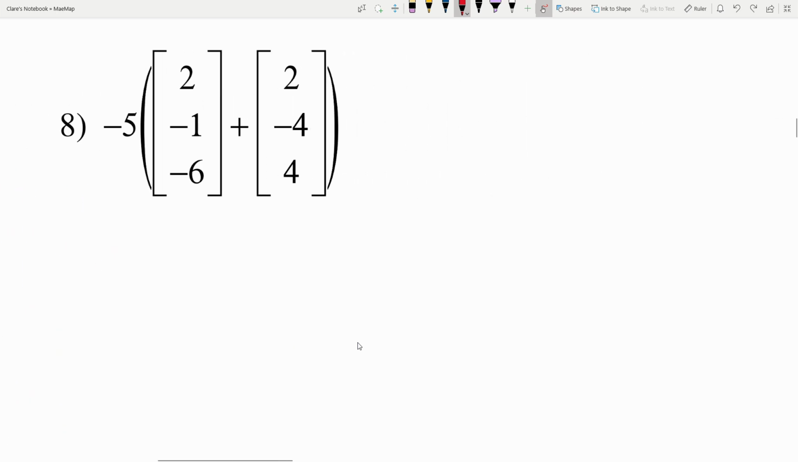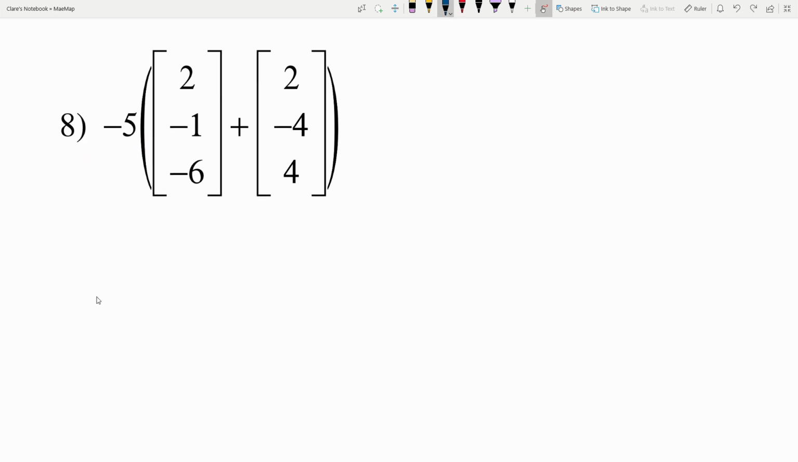Now on to number 8. Remember, order of operations matters. So I'm going to be adding those matrices first, which I can indeed, because I have a 3 by 1, add it to a 3 by 1. The result will also be a 3 by 1. Same size, so I can add. After I add, I'll then scale it.